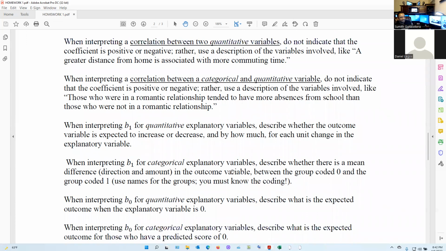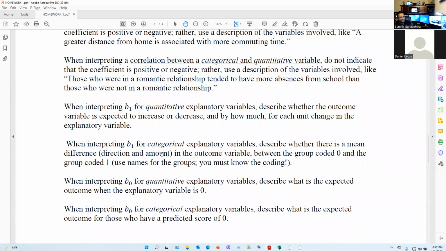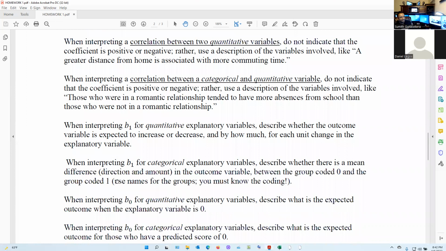But if you interpret B1 for a categorical explanatory variable, describe whether there is a mean difference, direction and amount, in the outcome variable between the group coded 0 and the group coded 1. Use the name for the groups. You must know the coding. People with research experience would be your categorical explanatory variable. People without research experience can be coded with 0, and people with research experience can be coded with 1. Then you can say there's a mean difference in the chance of admit between the group without experience of research and the group with experience of research. You can write like that.